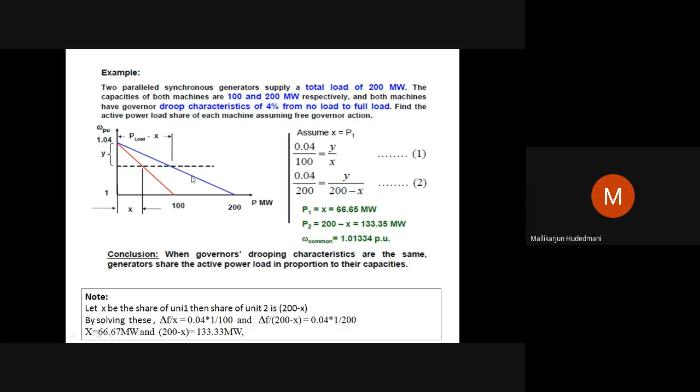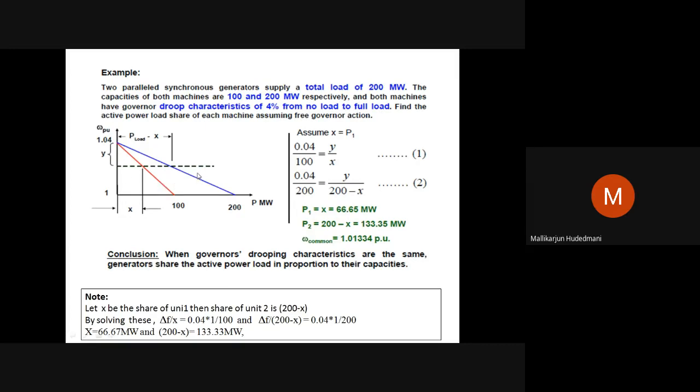From the machine 2 perspective, what can I write? Again, it is a 4% droop. Again, 0.04 divided by its capacity. What is the capacity of the second machine? 200. So 0.04 divided by 200 is equal to, again, the triangle formed by the blue line. This is a wider triangle. This is again y divided by P load minus x. Can you see here? 200 minus x. Y divided by 200 minus x. This is called referring to the common triangle on the common line. This line and this line are common, and I can take the similarity of triangles relationship.